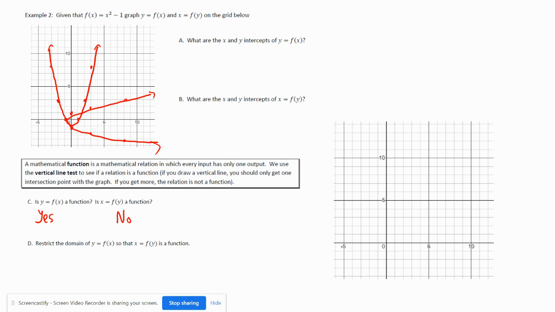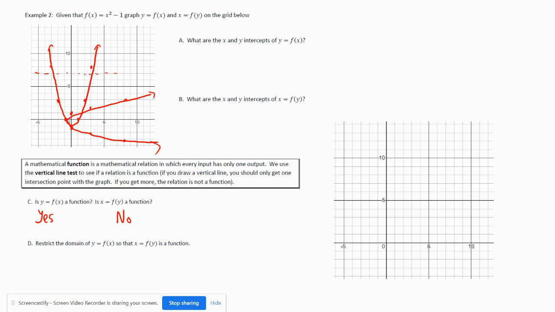Now, if we come back and we look at our original function, which is this parabola, if I was to do the horizontal line test, I'm going to say that my original graph fails the horizontal line test. Now, that's okay. Functions don't have to pass the horizontal line test. But since an inverse is flipping your x and y, if your original graph fails the horizontal line test, that's going to mean that your inverse relation is going to fail the vertical line test.